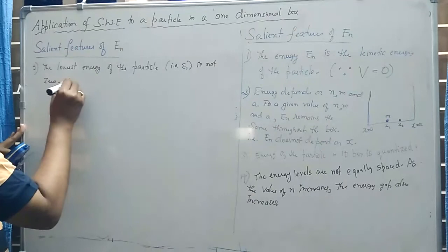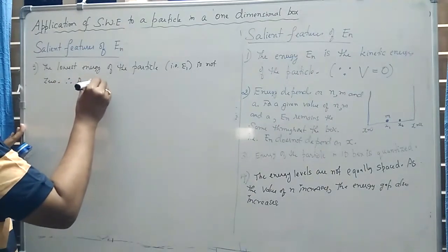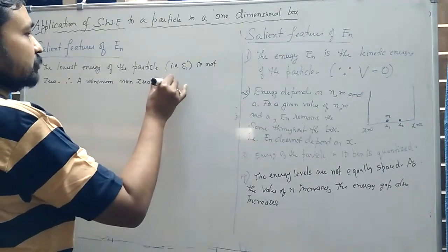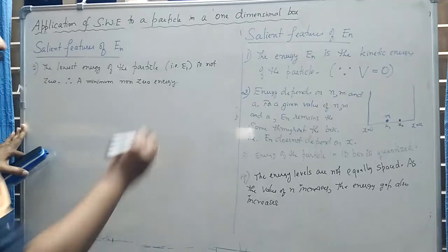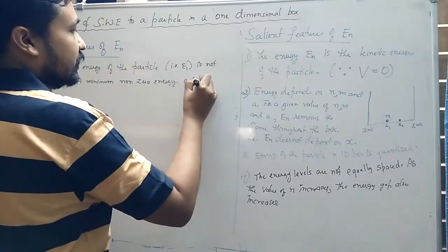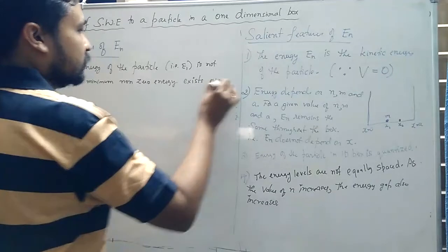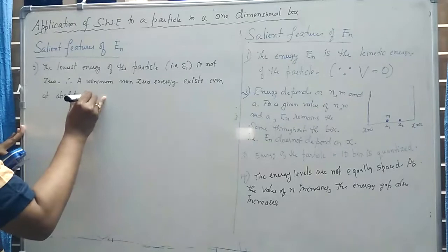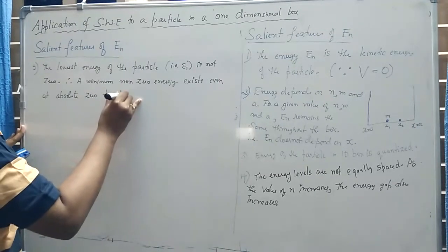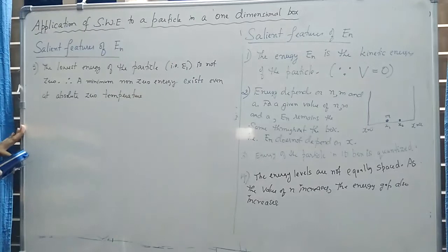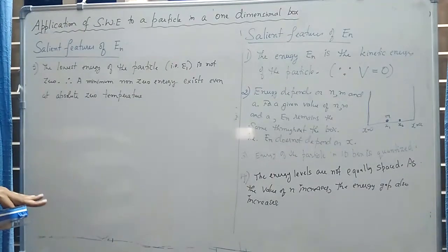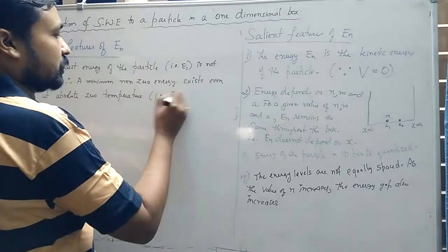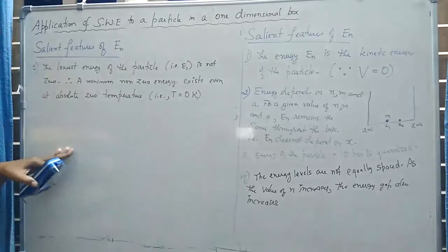Therefore, a minimum non-zero energy exists even at absolute zero temperature. What do you mean by absolute zero temperature? T is equal to 0 Kelvin.